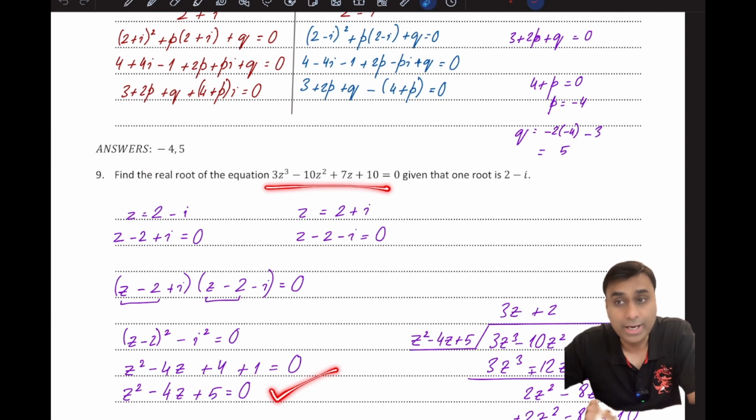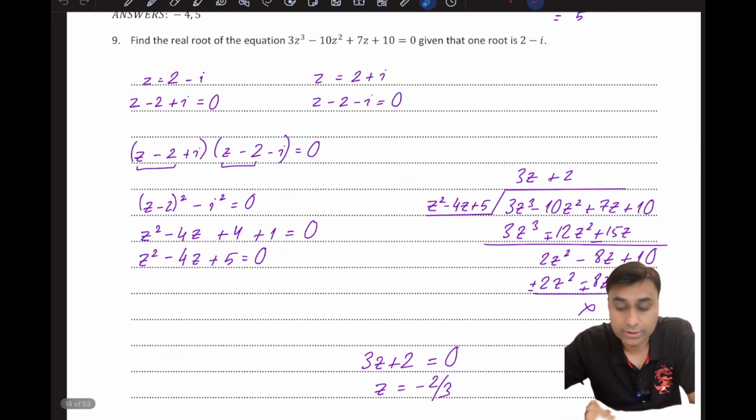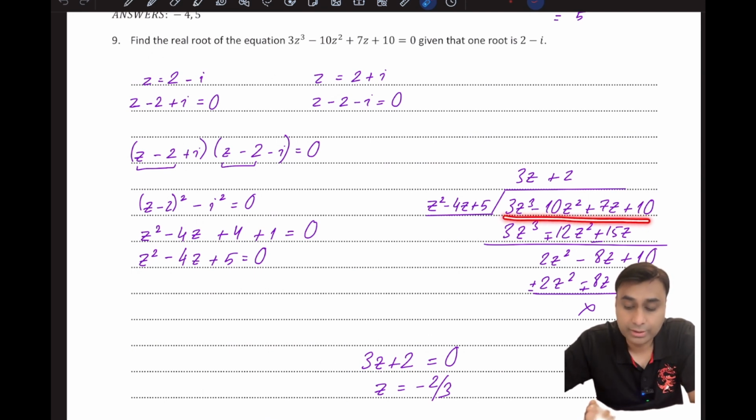You can find the third factor by dividing the given polynomial equation by this quadratic factor. So I perform the process of long division, and let me quickly recap how you do long division as well. This is your dividend, 3z cubed minus 10z squared plus 7z plus 10, and this is z squared minus 4z plus 5, the quadratic factor that you just got.